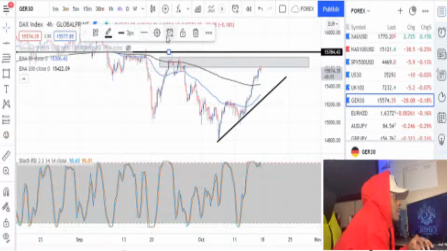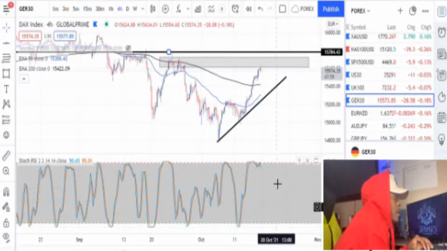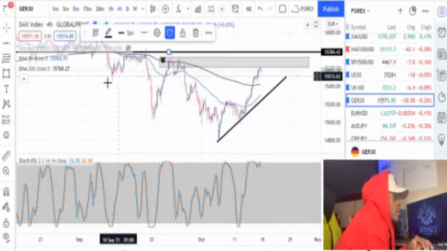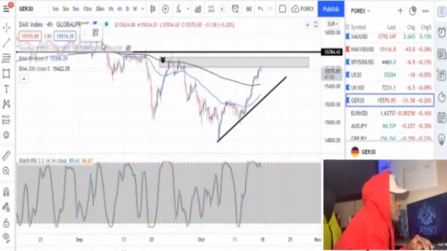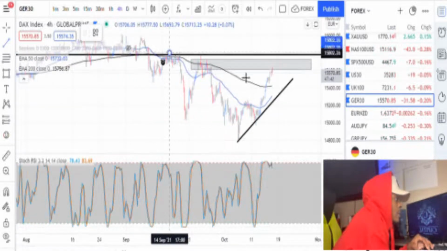I'm going to set up a zone right here as well. So if it breaks this, then I know it has a broken structure, which it kind of already has. We also, I want to set this up. But we kind of have a nice little setup right here.